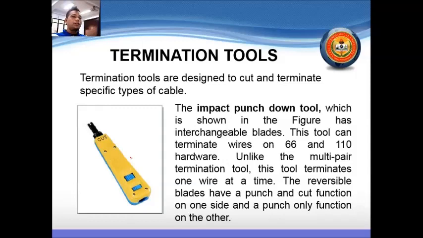The impact punch down tool, which is shown in the figure, has interchangeable blades. This tool can terminate wires on 66 and 110 hardware. Unlike the multi-pair termination tool, this tool terminates the wire one at a time.